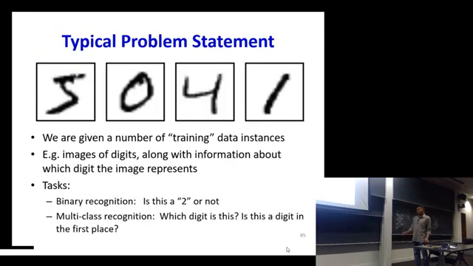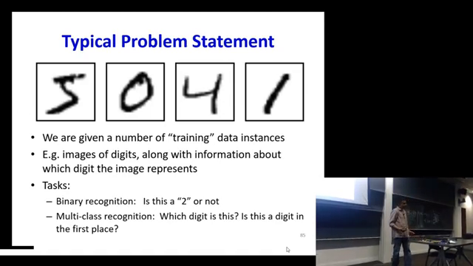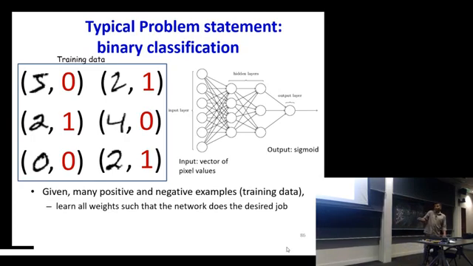So here's a typical problem statement. You'll be given a bunch of training data instances, like images of digits, along with information about which digit each image represents. For binary recognition, you have to ask, is this a 2 or not? For multi-class, it's going to be which digit is it, or even is it a digit in the first place? If you were performing binary recognition, does this image represent the digit 2 or not? The input-output pairs are going to be your pictures with black patches, and the labels will be what is shown in red. Yes, this is a 2. No, this is not a 2. So this is clearly not an image of 2, so the label is 0. This is an instance of 2, so the label is 1. This is not a 2, so this is 0. This is a 2, so the label is 1, and so on.